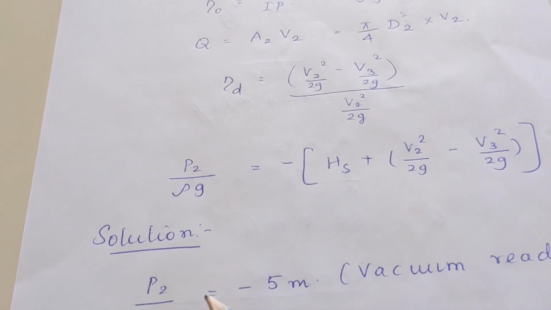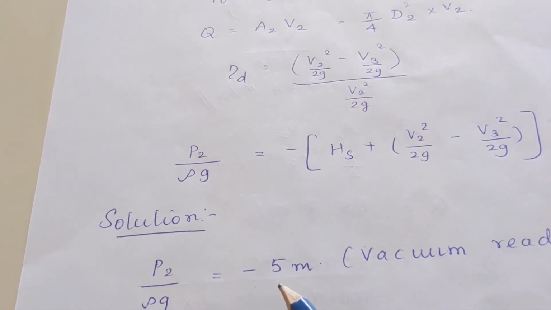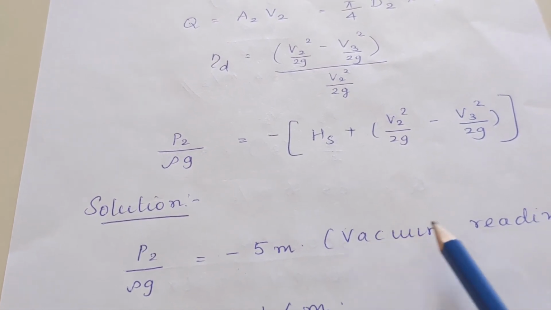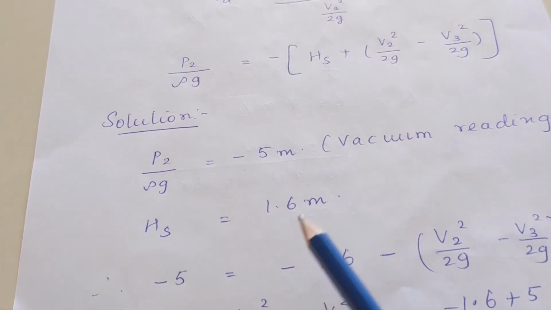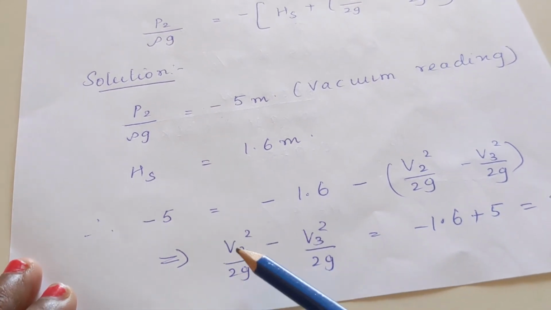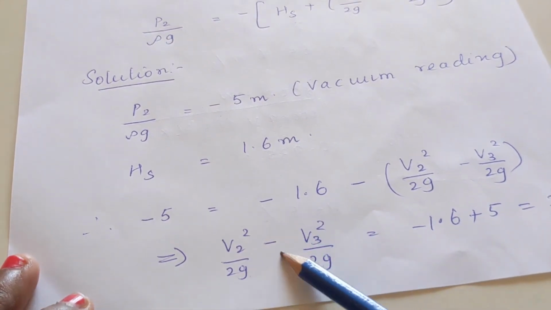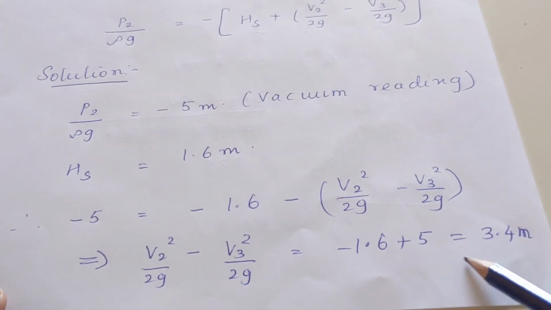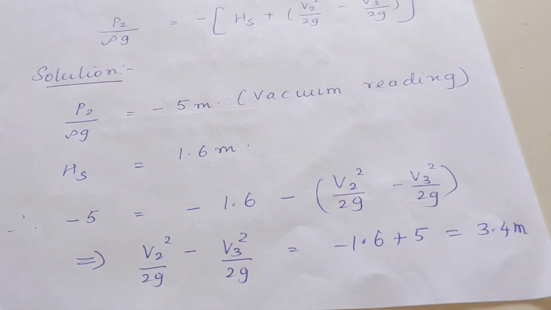Clear? What is the solution? P2 divided by rho G is equal to minus 5, since it is a vacuum reading. HS is 1.6 meter, it is given. So substitute in that formula, and you will get V2 square divided by 2G minus V3 square divided by 2G. You got the answer as 3.4 meter.